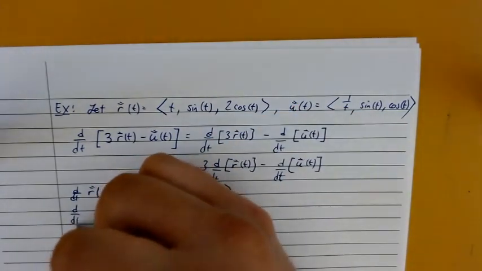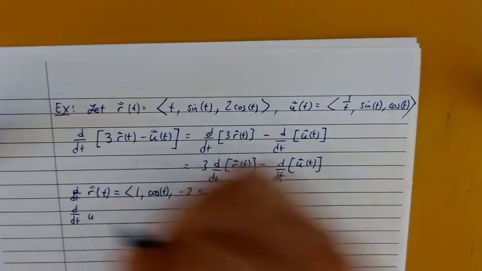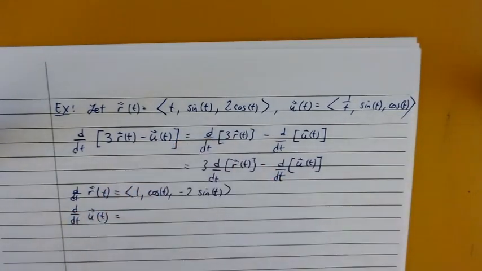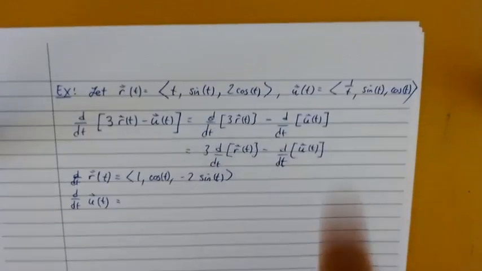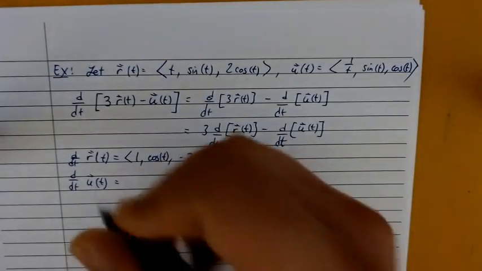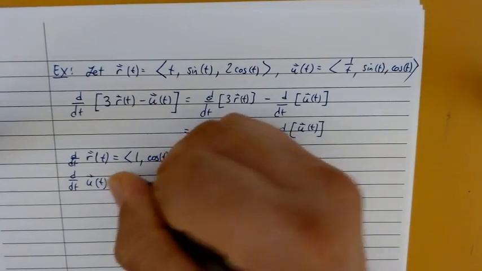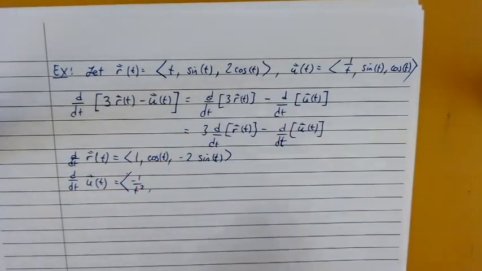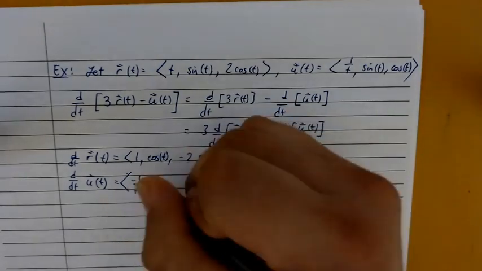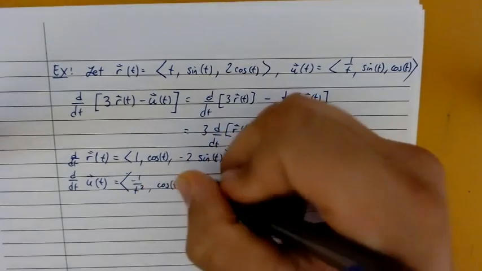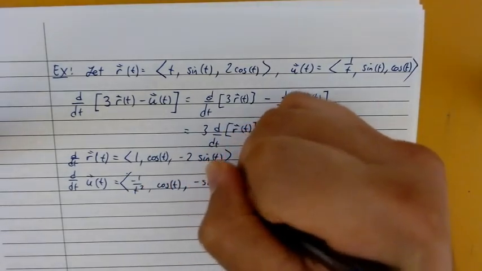And let's take the derivative with respect to t of u of t, which we're going to need for this part. All right, well, the derivative of 1 over t, that would be minus 1 over t squared. The derivative of the sine of t, that would be the cosine of t. And the derivative of the cosine of t is negative the sine of t.